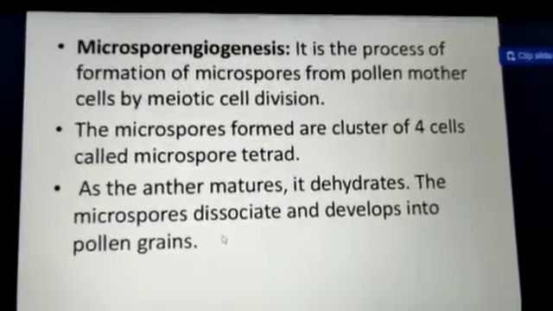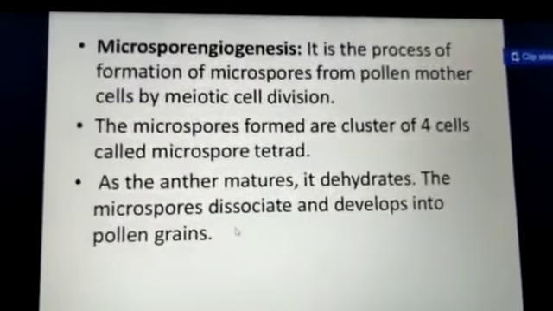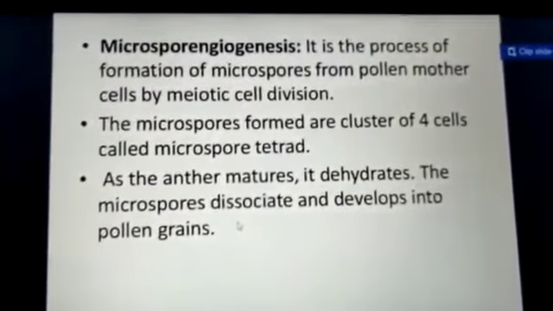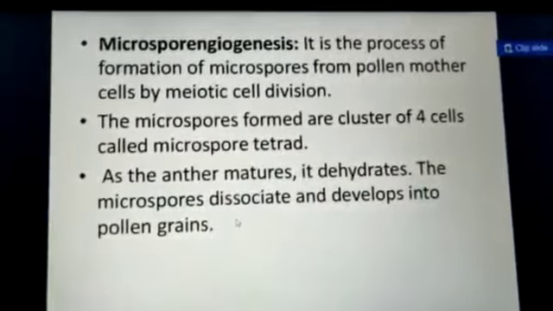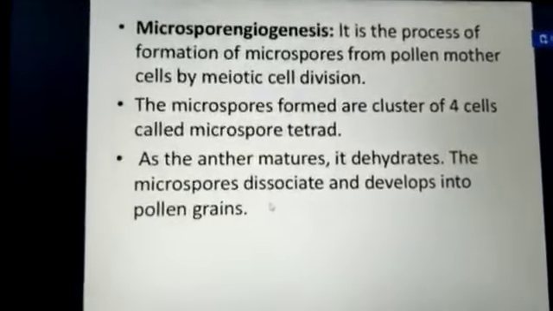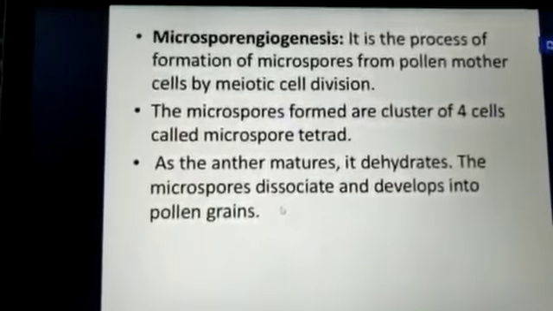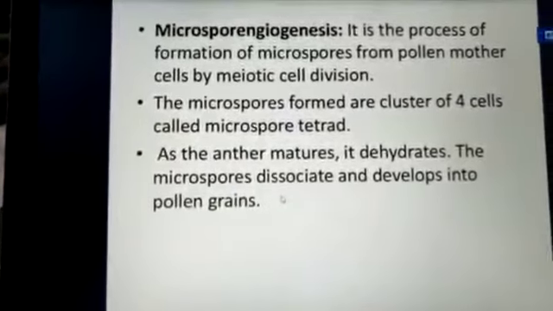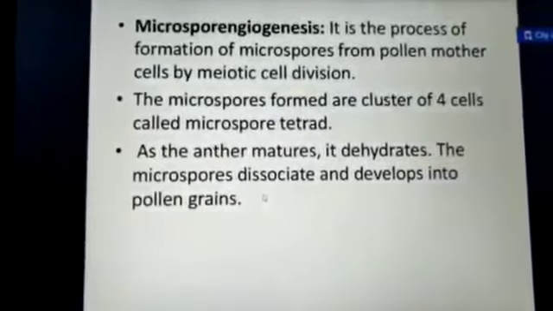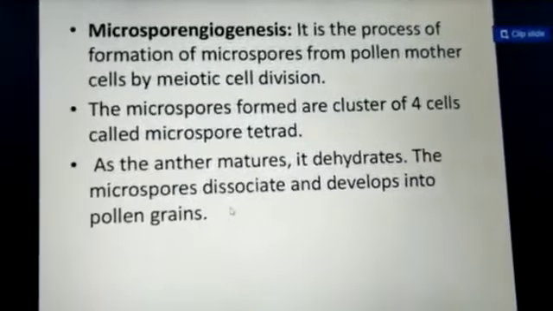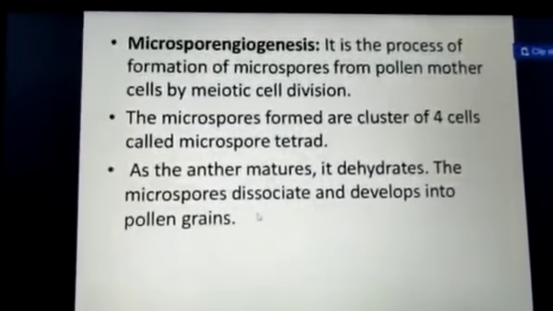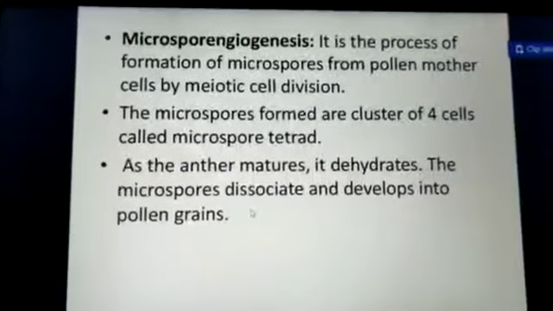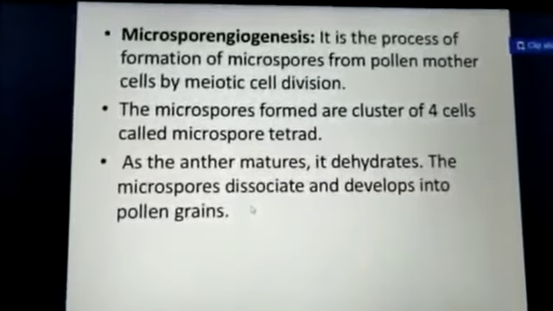Now, microsporogenesis. It means the process of formation of microspores. Simply, microsporogenesis is nothing but the process of formation of microspores from the pollen mother cells by meiotic cell division, because meiosis helps in the formation of gametes and mitosis helps in the formation of cells.